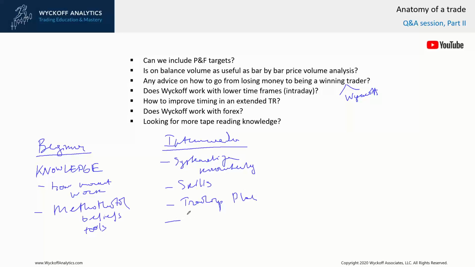You are starting to backtest your ideas. You're starting to understand the risk and money management. And you kind of go through this education at this level for quite some time. Then you go to the advanced level, and at the advanced level, this is where you are finally starting to have more sustainability of good results. There is more consistency.